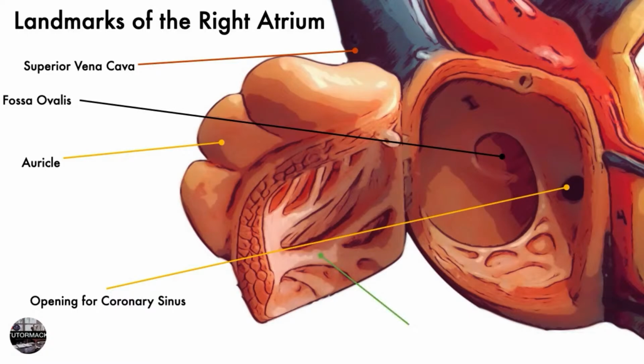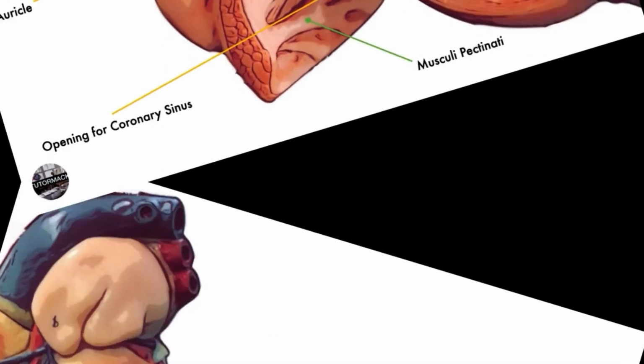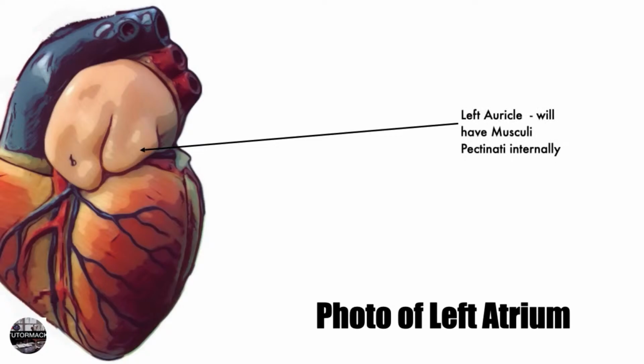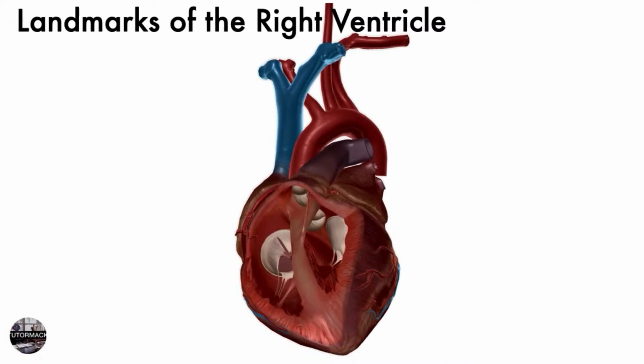Here. Yeah, musculi pectinati. Photo of the left atrium. What do we call this structure here? Yeah, good. Left auricle. I have that musculi pectinati inside. Let's keep going. Landmarks of the right ventricle. How about right here? Yeah, good. Pulmonary semilunar valve.